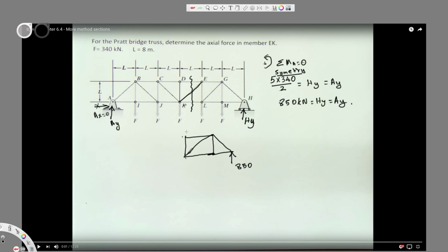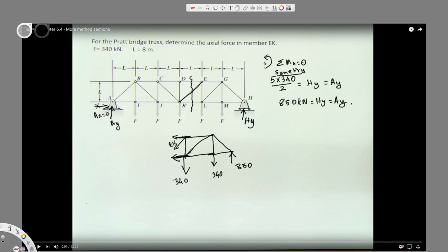Then we have this one. Let's assume the forces. We don't have to be sure exactly which direction it's going, because when we find the final one, if it's negative, it means we assumed the wrong direction. We have to find EK. That's the question. Here we have a force acting on it of 340, and here we have force 340.